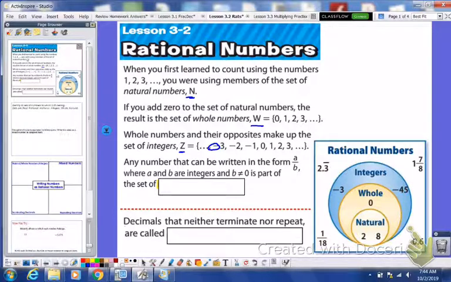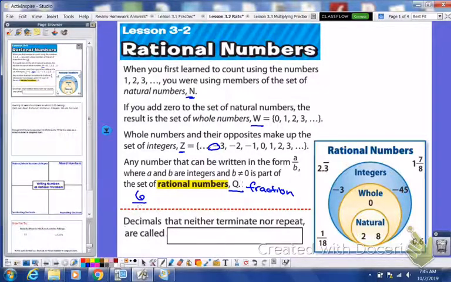And then any number that can be written in the form of A over B, where A and B are integers and B does not equal 0, is part of the set of rational numbers. So this whole chapter is about rational numbers. We use a capital Q for rational. Basically, we're looking at anything that can be written as a fraction. So whole numbers, integers, natural numbers, they can all be written as a fraction. For instance, if I have a 6, we could rewrite it as 6 over 1. So anything that can be written as a fraction is a rational number.